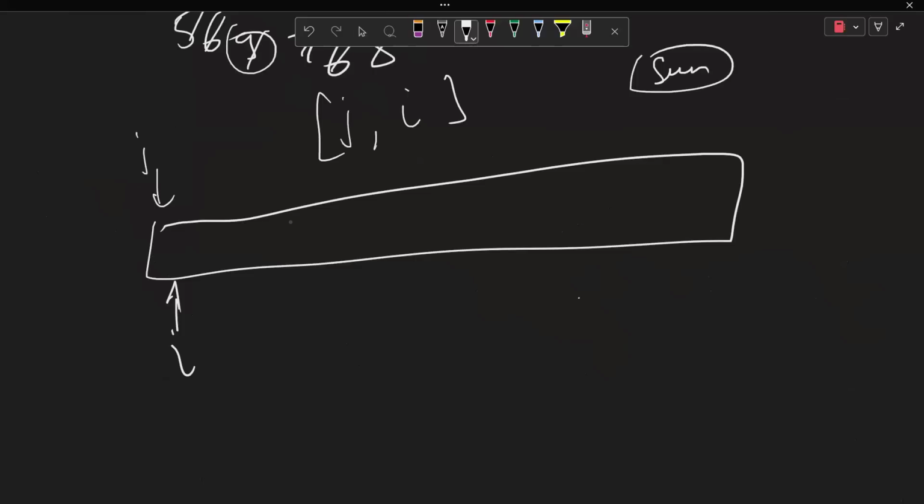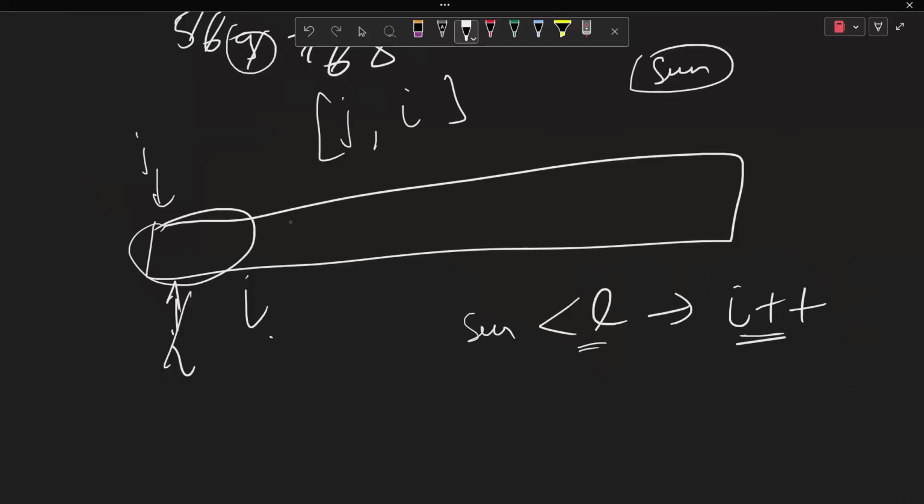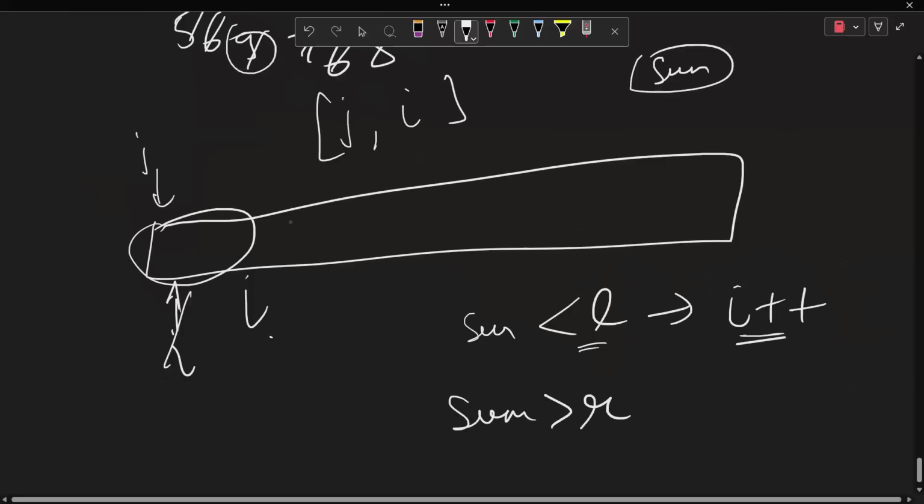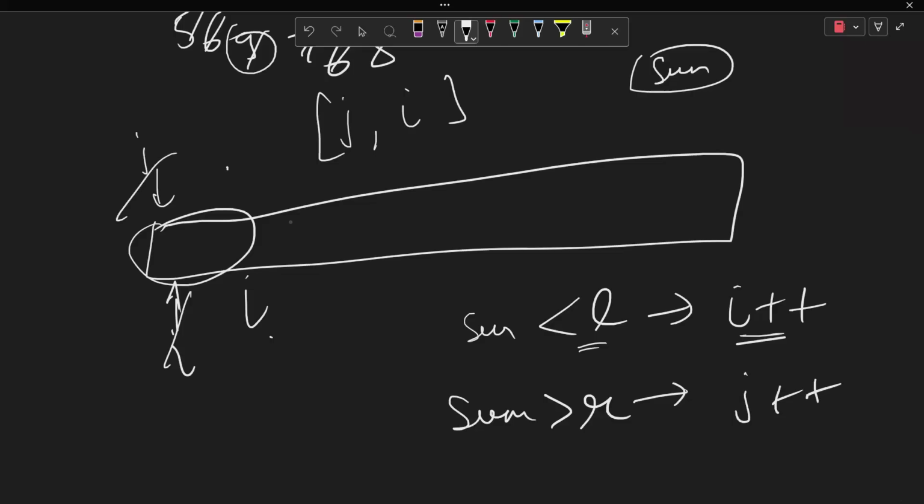So if this sum is less than L, then we would do i plus plus and increase our sum. If I moves ahead, we would include more range and increase our sum. And if this sum is greater than R, it means we want to reduce our sum, so we would do j plus plus. And once j moves ahead, we would reduce our sum.